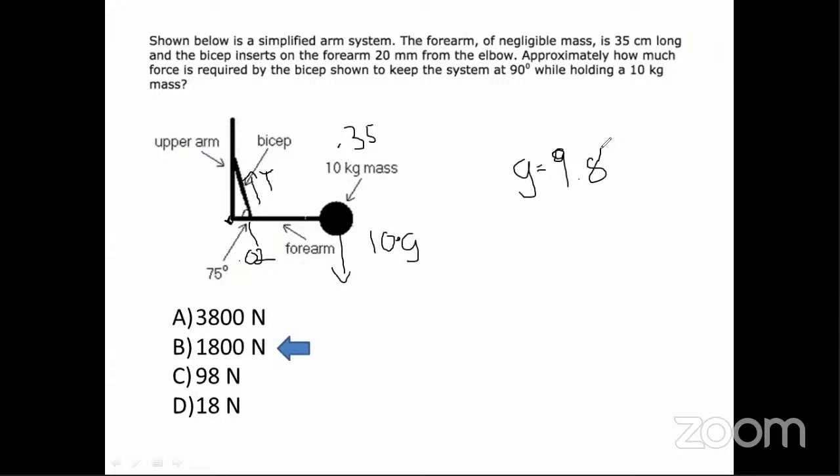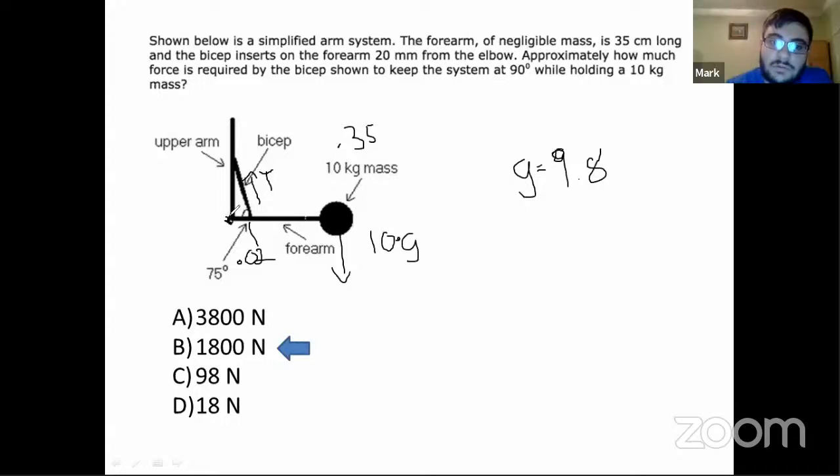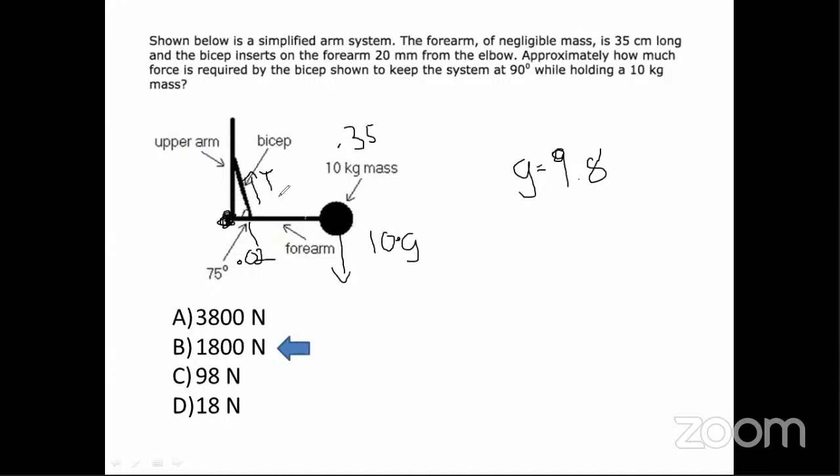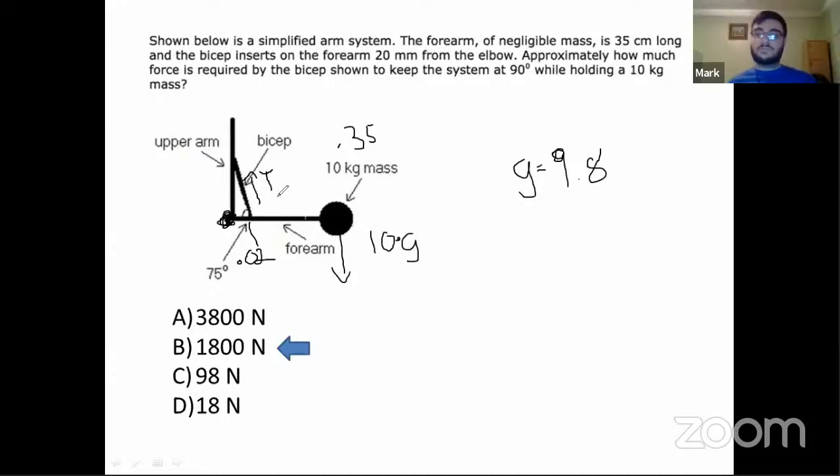Is that dot where the 75 degrees is the pivot point? Is that the elbow? Yes, this is the elbow, this is the pivot point. So this is 0.02 meters away from the pivot point of the elbow. Essentially, you want it to keep staying, so you want the F net to be 0. You have a force coming down here and a force pushing up here by your bicep. You know that this force is equal to 98 newtons.